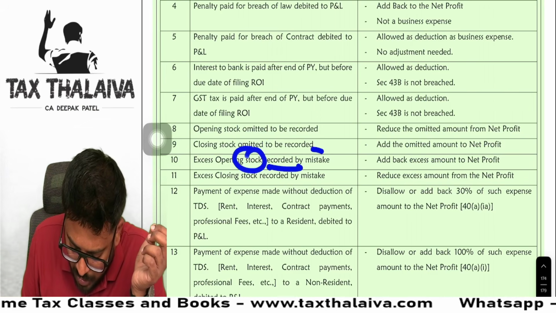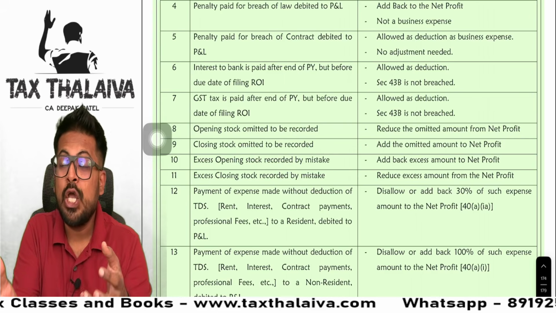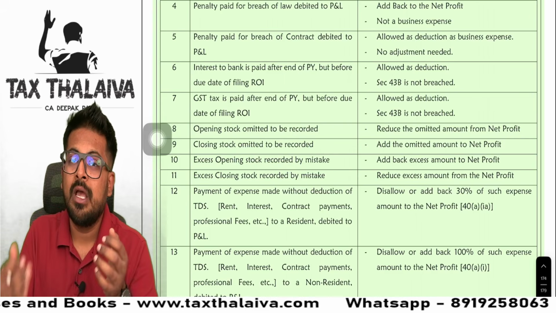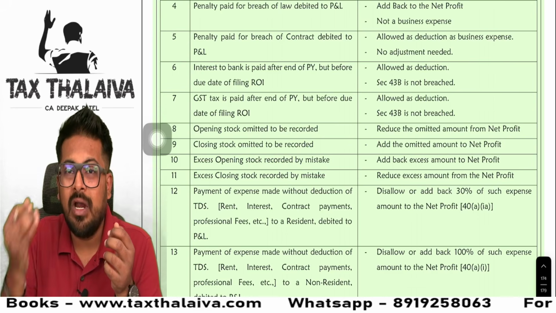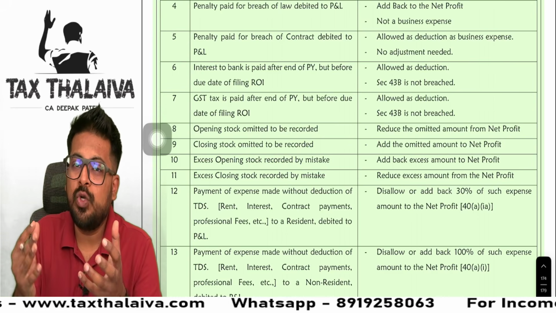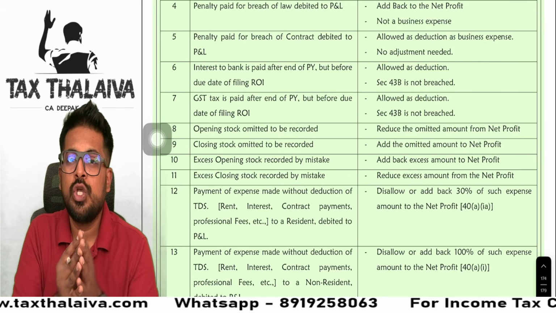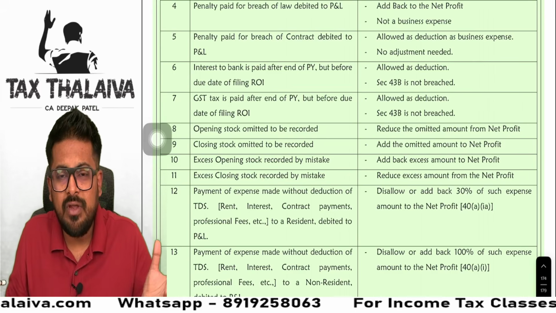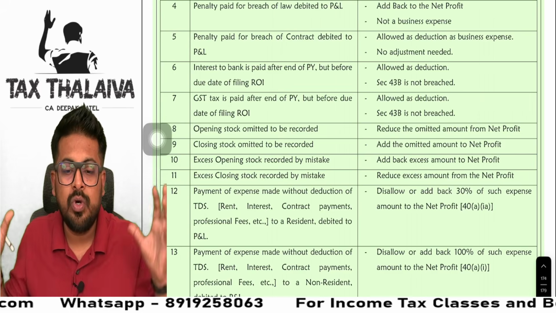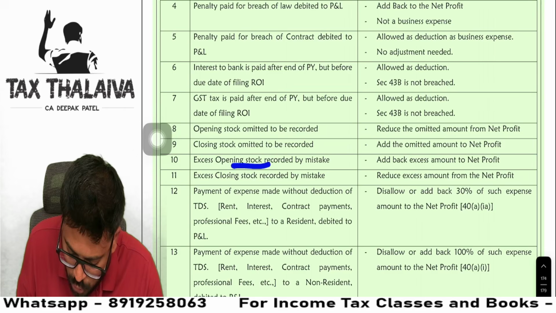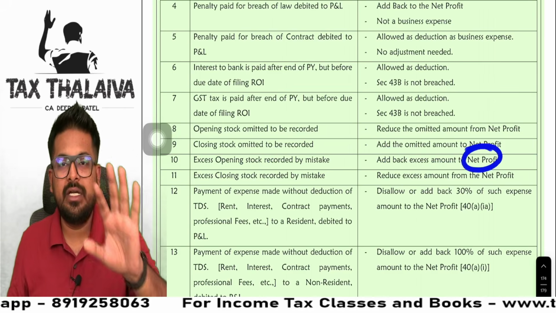Excess opening stock recorded by mistake. By mistake, you have considered more opening stock, which means you have already reduced the profit excessively. So you have to improve the profit now. In order to increase the profit, you have to add back that excess opening stock to the net profit.